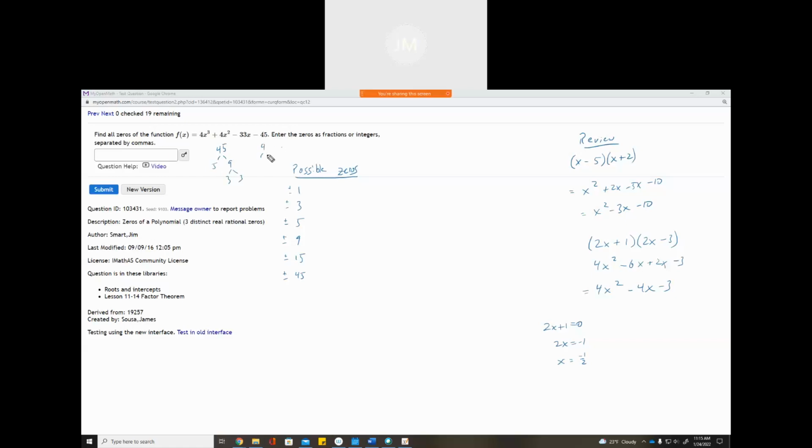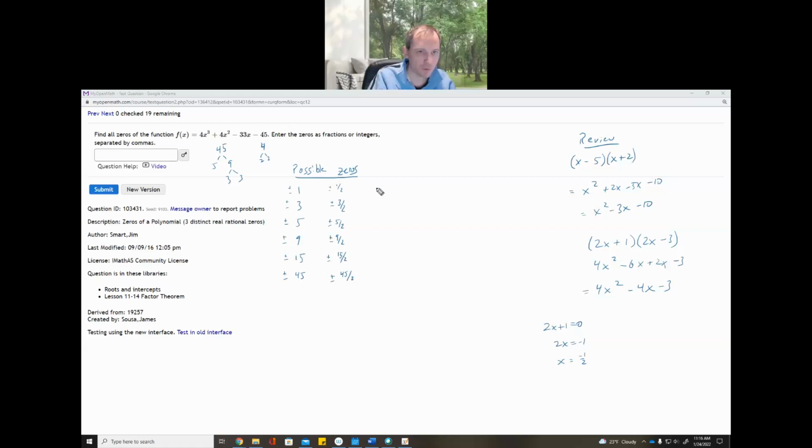The factors of 4? 4 factors into 2 times 2. But I could also have a 1. So 1 or 2 and 2. So I take all of these divided by 1 and I get this set. Or I could have all of these divided by 2. Or I could have them all divided by 4.